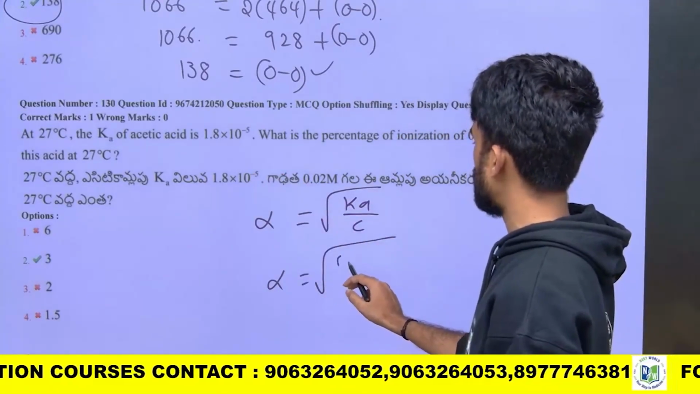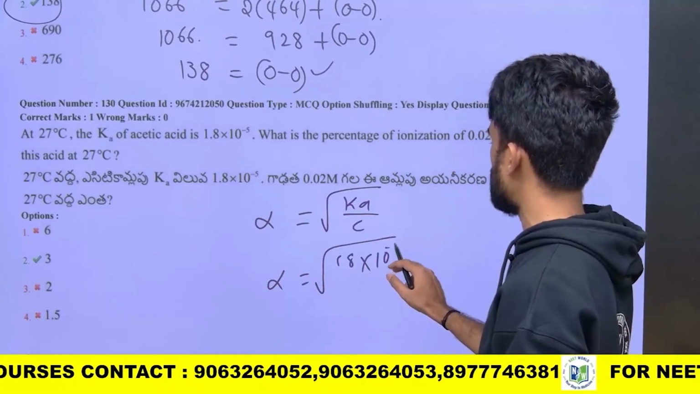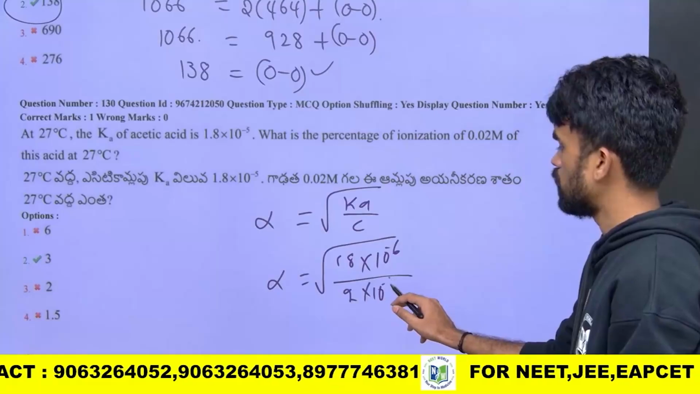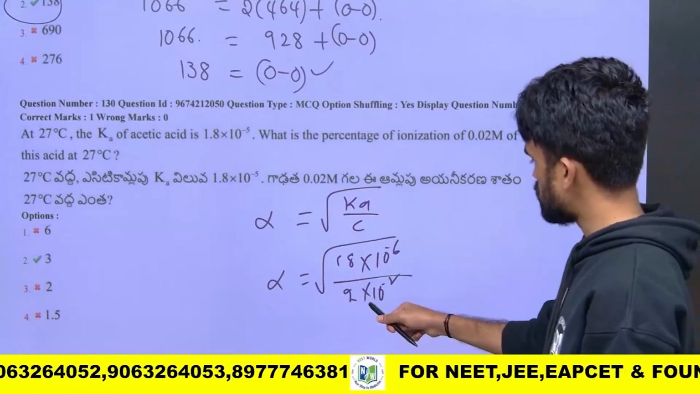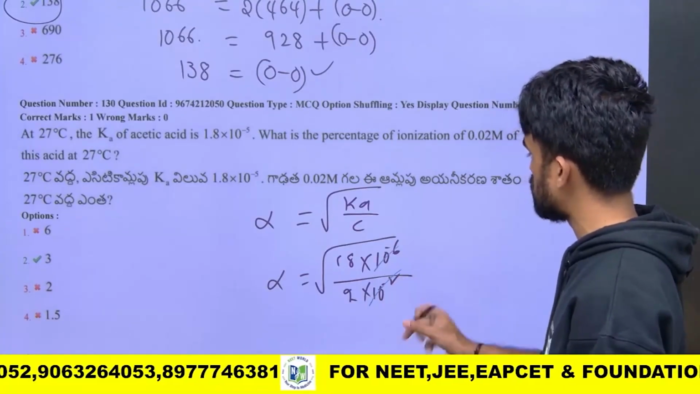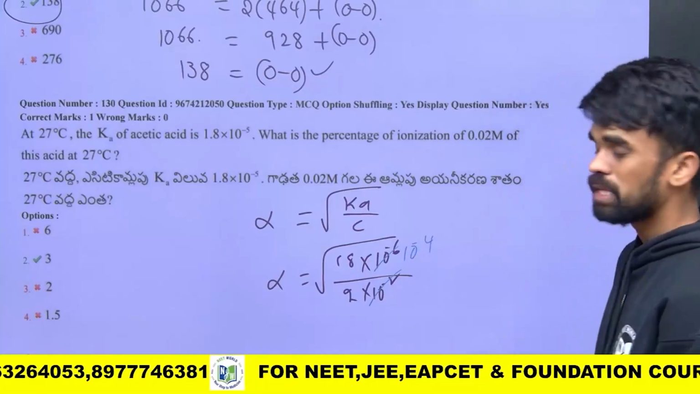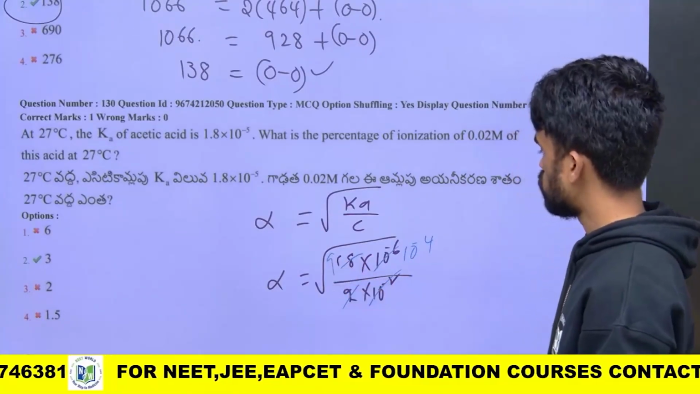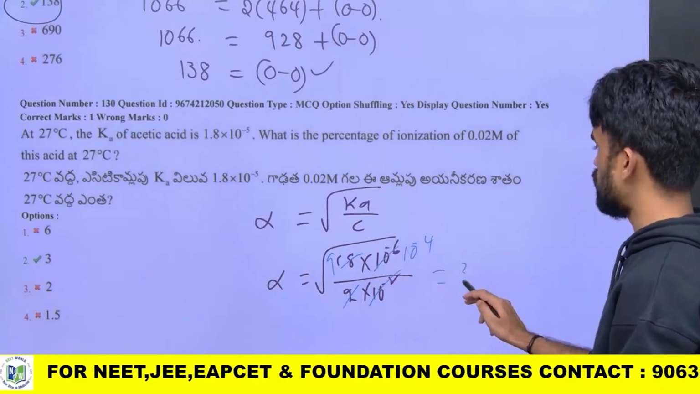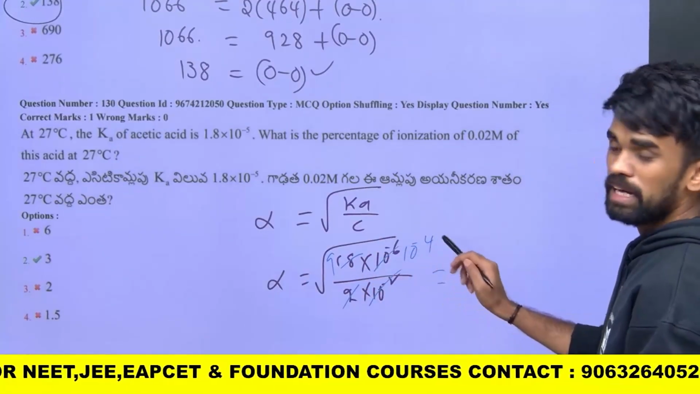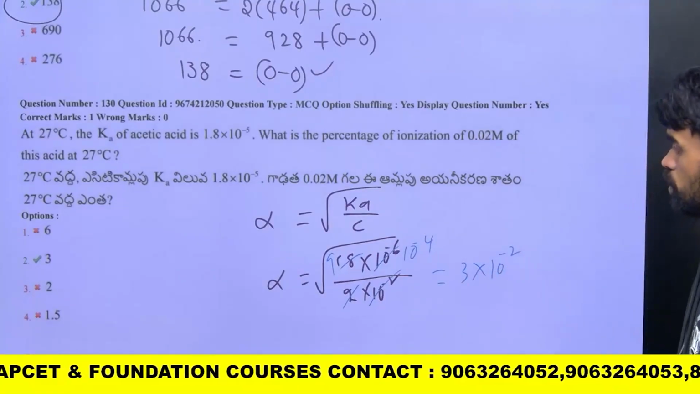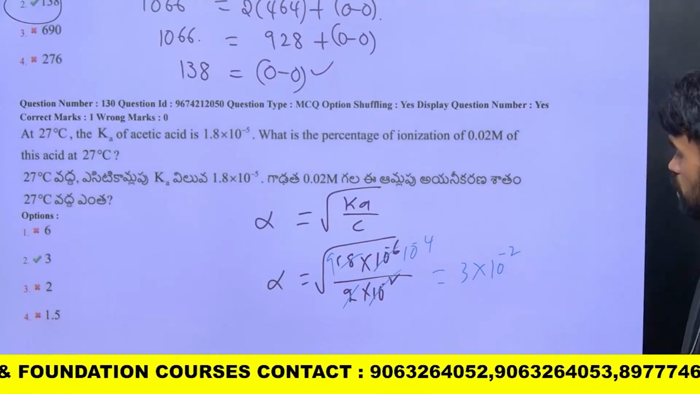They have given 1.8. I am writing 18 into 10 power minus 6, by C value, which is 2 into 10 power minus 2. There is no issue now. Just remove this minus 2 from the minus 6, I can write 10 power minus 4. So 18 by 2 is 9, root 9 means 3, 10 power minus 4 under the root means 10 power minus 2. So this is the alpha value we got.